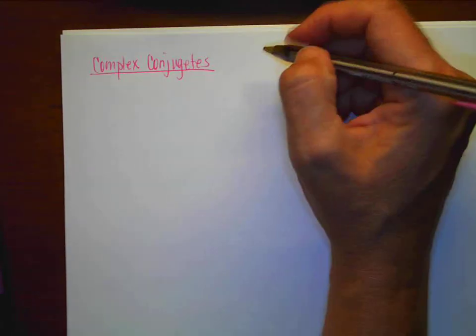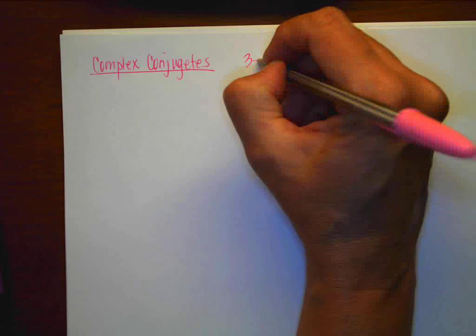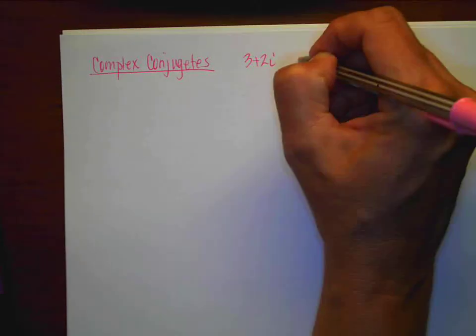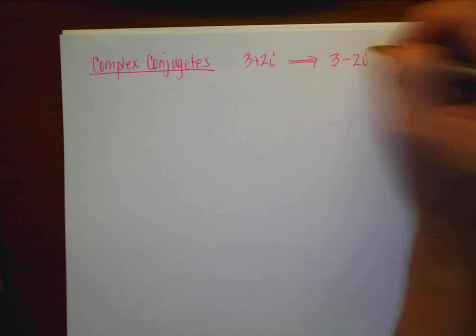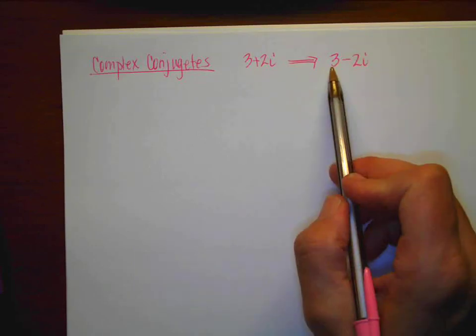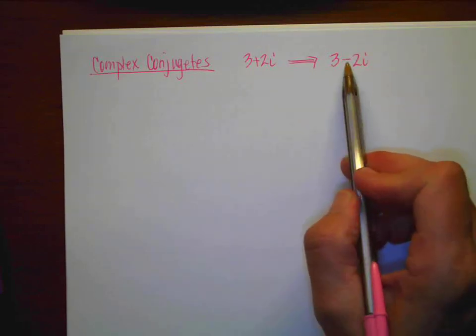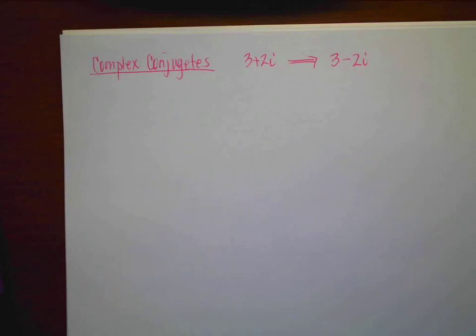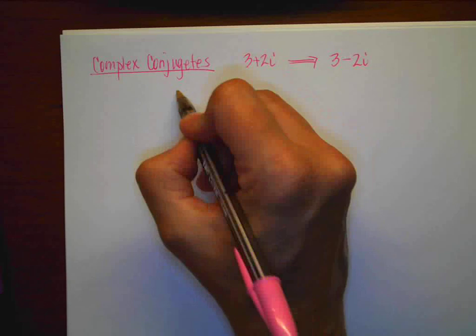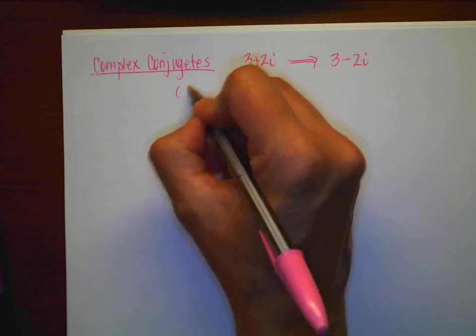And they are very helpful when we are trying to eliminate problem terms. So if I have 3 plus 2i, the complex conjugate is 3 minus 2i. The first term always stays the same. The second term is going to be the opposite sign. And let me show you what happens when you multiply complex conjugates together.